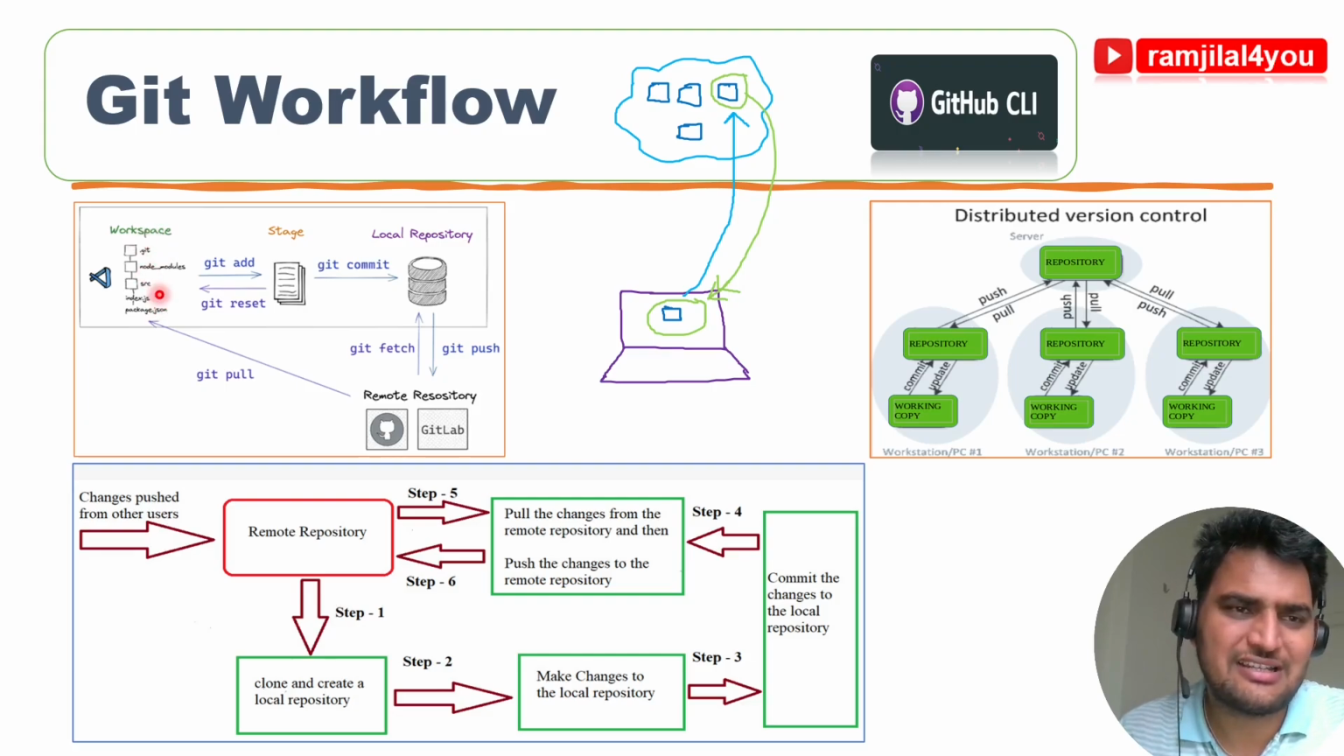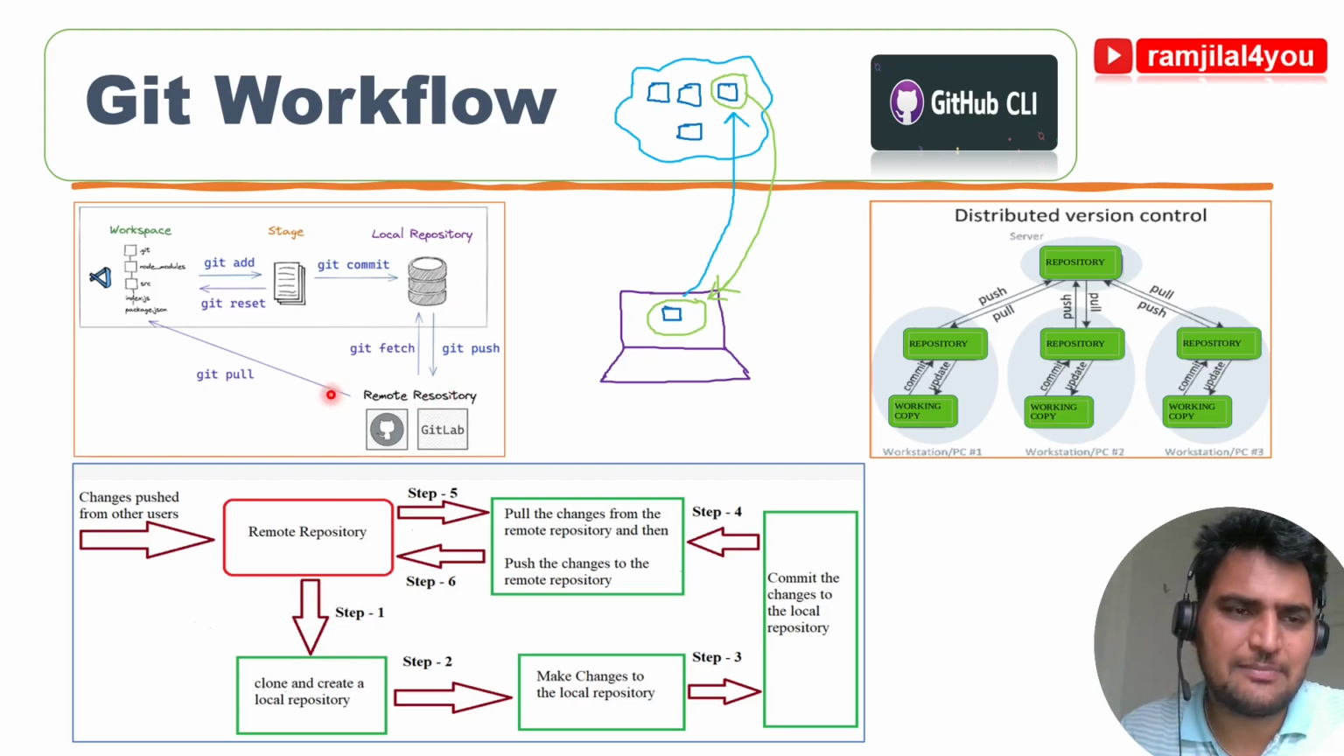Once the changes are done, as I have told you, we have to add those changes to the staging area, and for that we use the command git add. I'll show you each and every command practically, so just bear with me. Once the changes are in the staging area, we commit them to the local repository. Committing means saving those changes, or making them permanent, in the local repository. Once the changes are there, we can push them to the server, right?